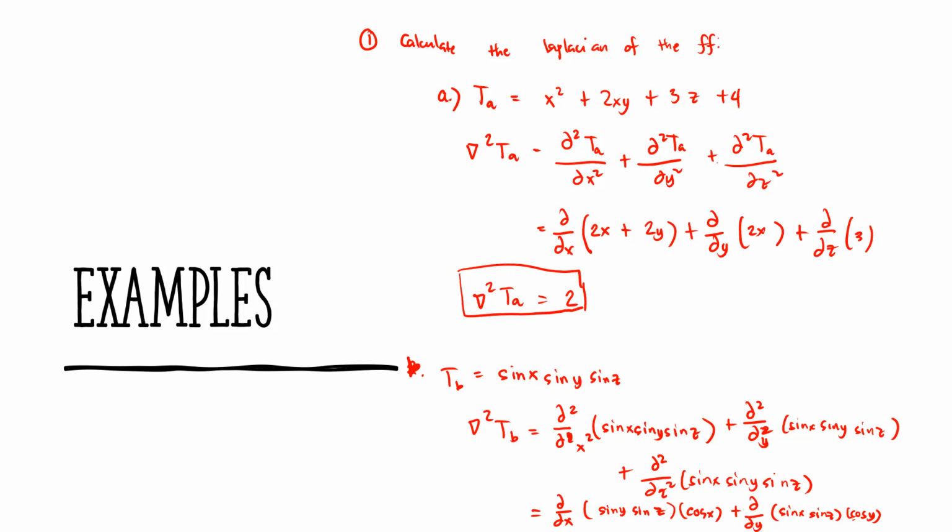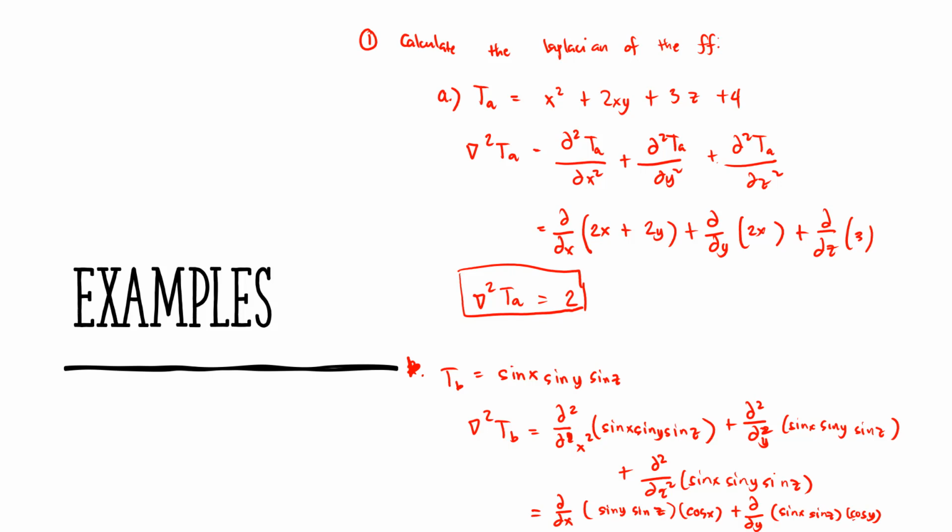Now this is your vector function. This is your scalar function. First is we have to get the first derivative, and then derive it again to get the second derivative. Okay, so this is your T sub a, and then first is we have to get the first derivative of this function with respect to x. So since we are dealing with partial derivative, this means that we will treat the others as constants.